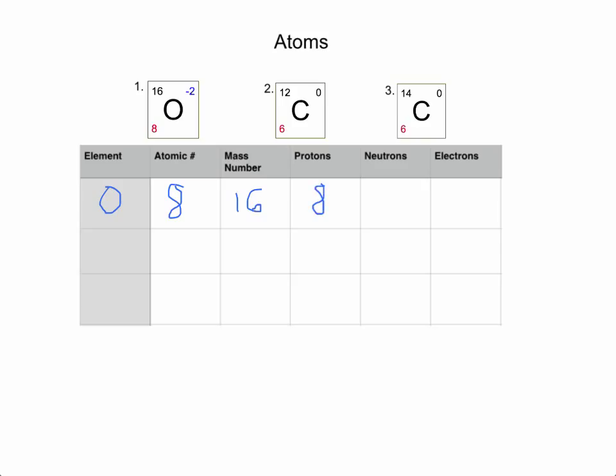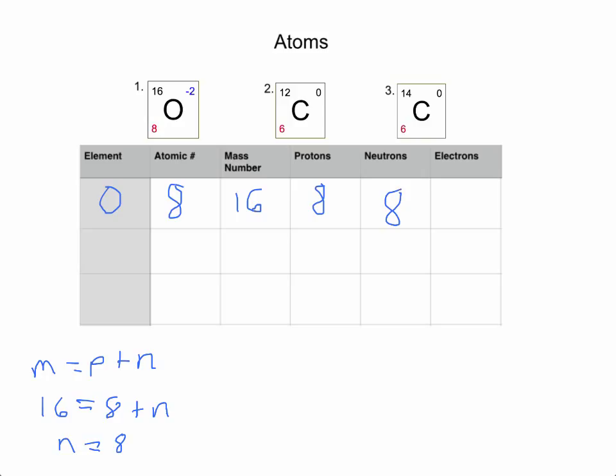The number of neutrons can be found because we know that the mass number is equal to protons plus neutrons. So we have to remember the mass number is protons plus neutrons. We know the mass number is 16. We know the number of protons is 8. So we solve for n, and we get n equals 8. So in this case, we have 8 neutrons.